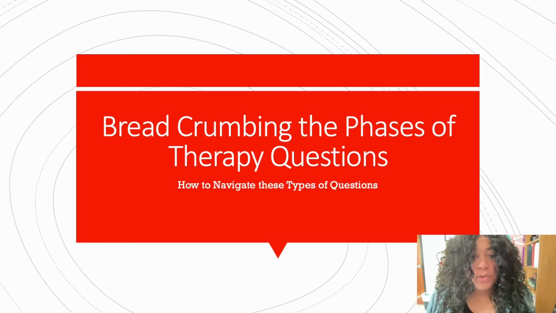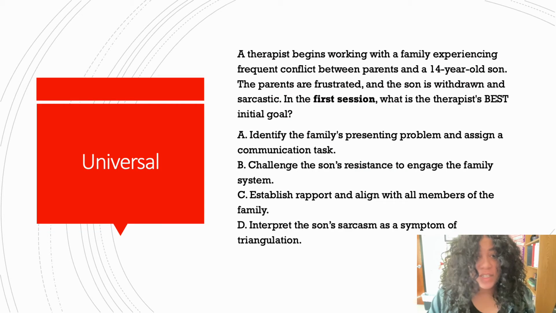So I will teach you with universal questions, which is more of like your basic phases of therapy questions, and then I have some theory specific ones. And I can do more of these with different theories just to show each and every one of you that these are certain words that you pay attention to. So let's get started. We're going to get started with a universal question first, and then I'll show you how to do the breadcrumbs. So let's take a look at this question.